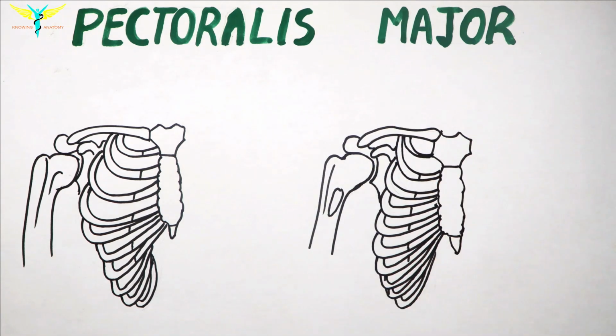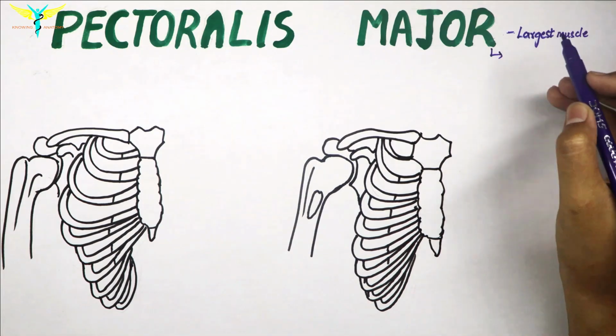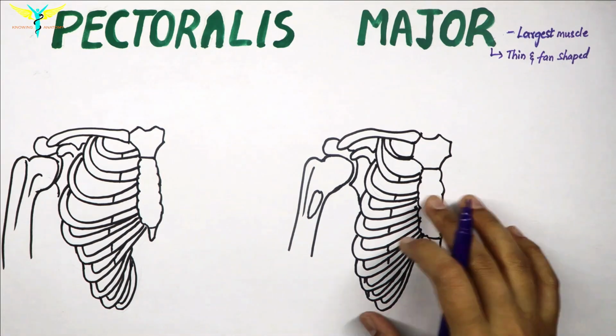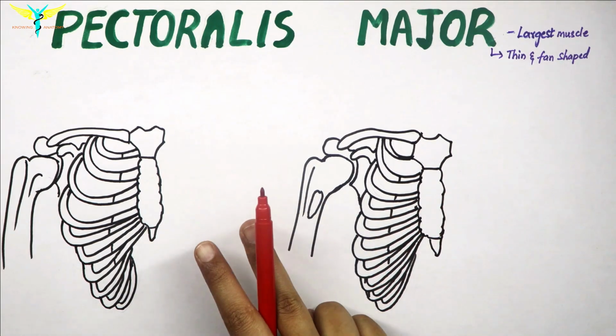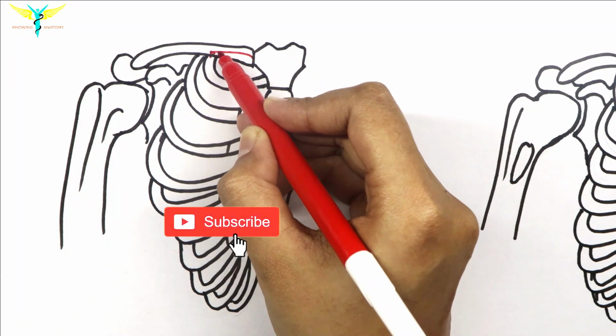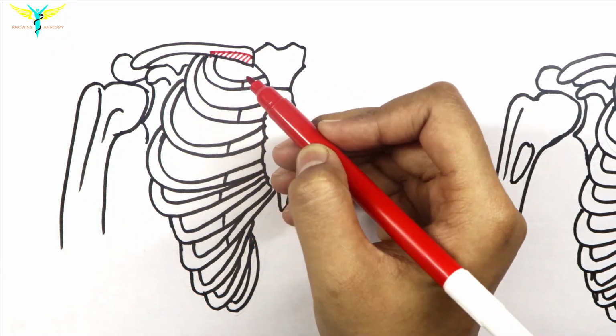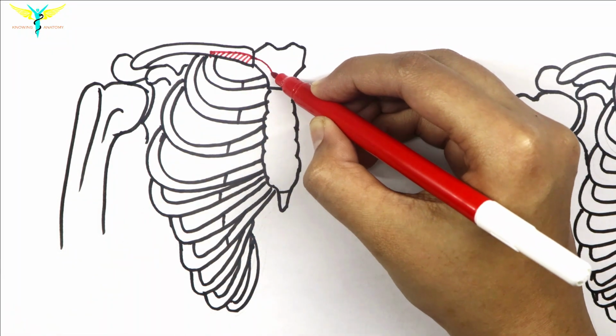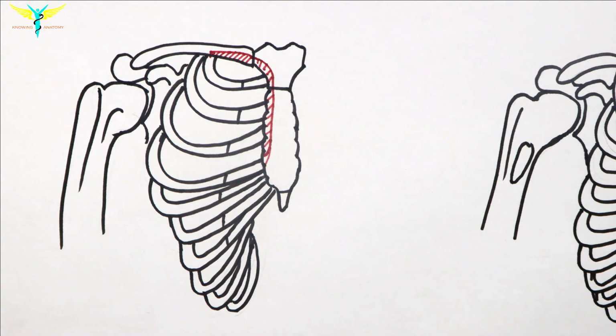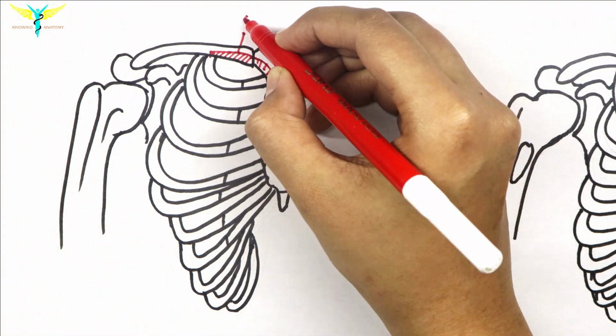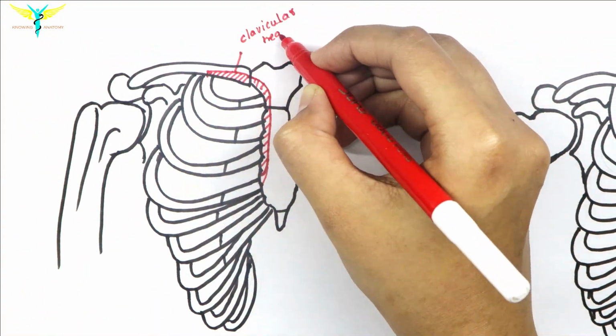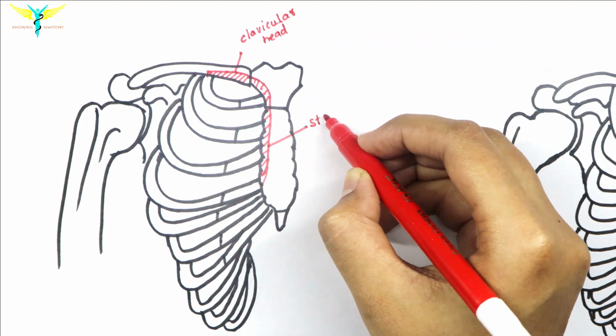This muscle is the largest muscle in this pectoral region. It is a thin and fan-shaped muscle. Coming to the origin, it arises from two heads, a small clavicular head and a large sternocostal head. So this is the clavicular head and this is the sternocostal head.